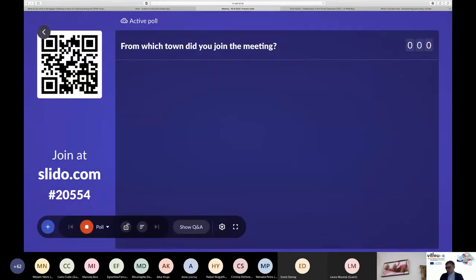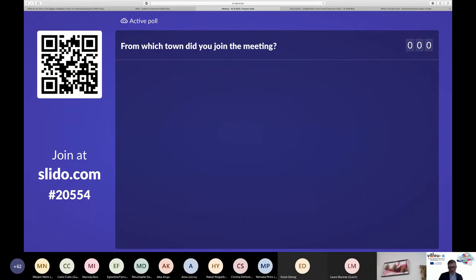So I would now just recommend to take your smartphone and scan the QR code, or join at slido.com with the code you see there, and then just add the town where you're coming from or where you're joining from. So, for example, write, I'm joining from Dresden. So I write Dresden. Let's see. We have a Tirana here. Great. Two answers right now.